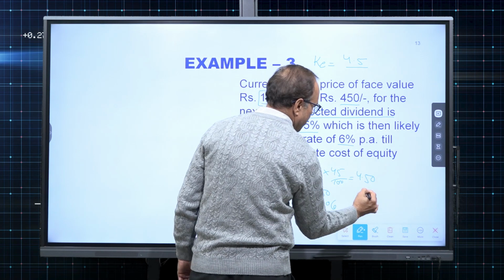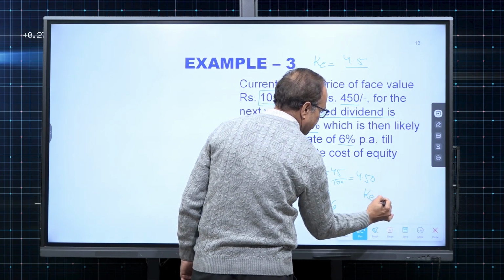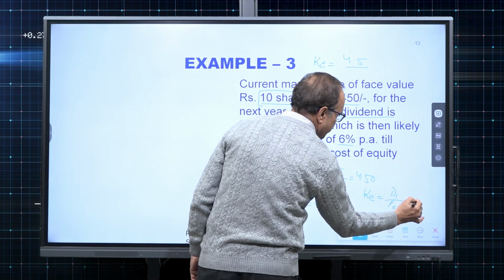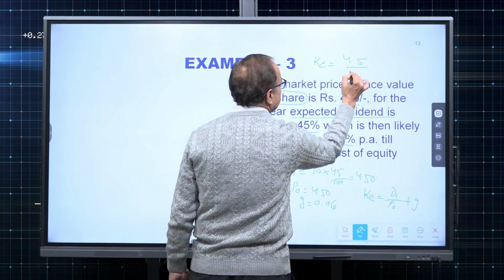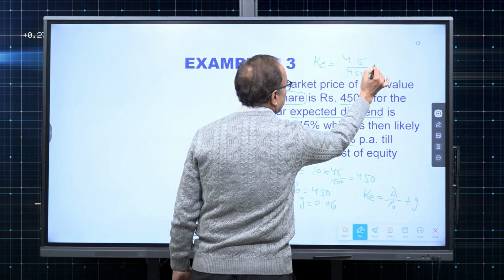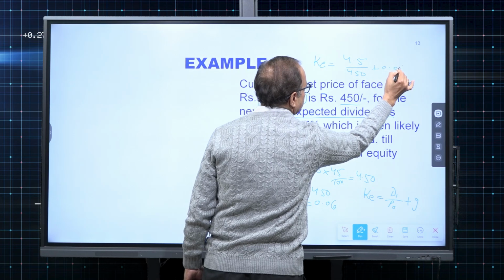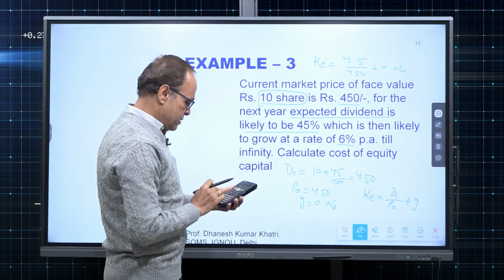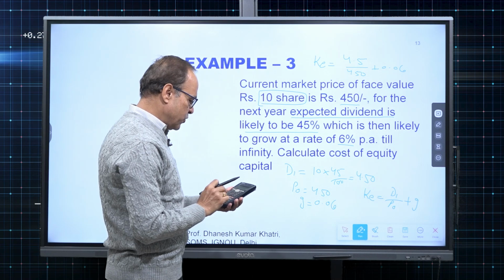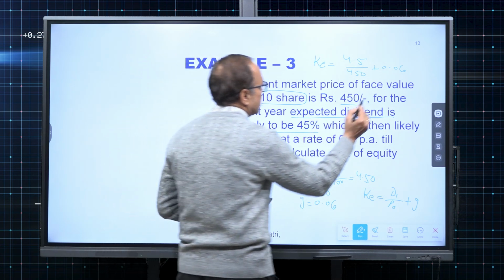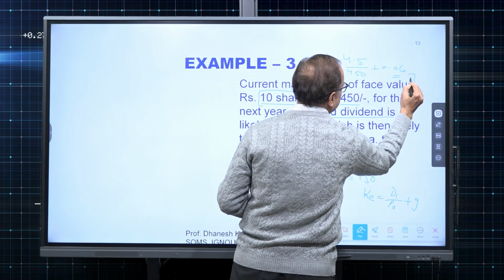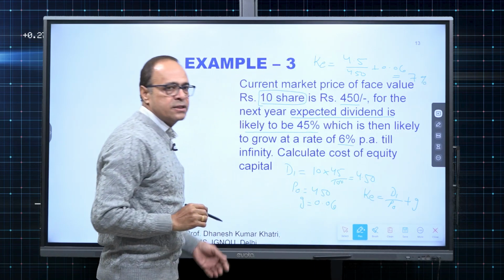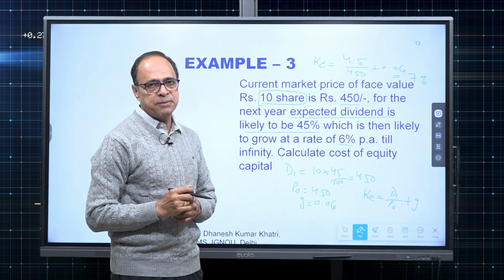So we are using the formula for cost of equity like this: D1 upon P0 plus g. So P0 is 450 plus 0.06. So what we are going to get? 4.5 divided by 450 gets me 1%. So it becomes 7%. So we can say in this case cost of equity is 7%.